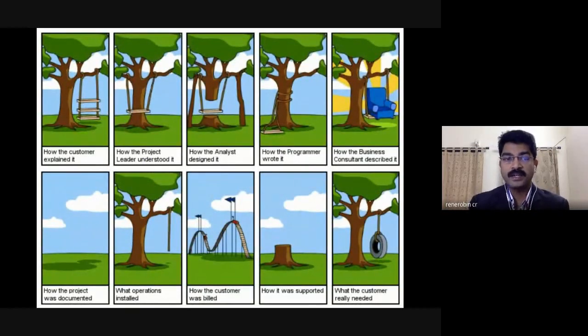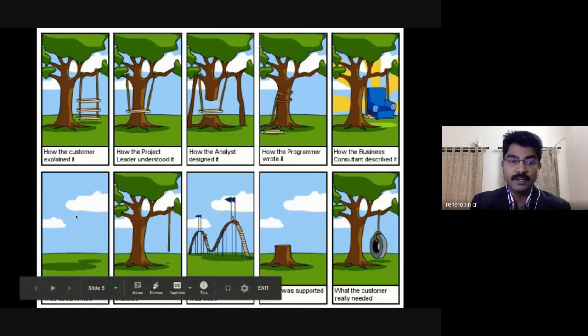So, an interesting diagram. This is what is actually happening in the software development organization. In the first diagram we look at, this is what the customer explained about the project to the developer, and this is how the project leader understood it. The analyst analyzed it in this way and designed it in this way. The programmer wrote the program in this way, and the business consultant described it in this way in a sophisticated manner. And nothing has been documented.